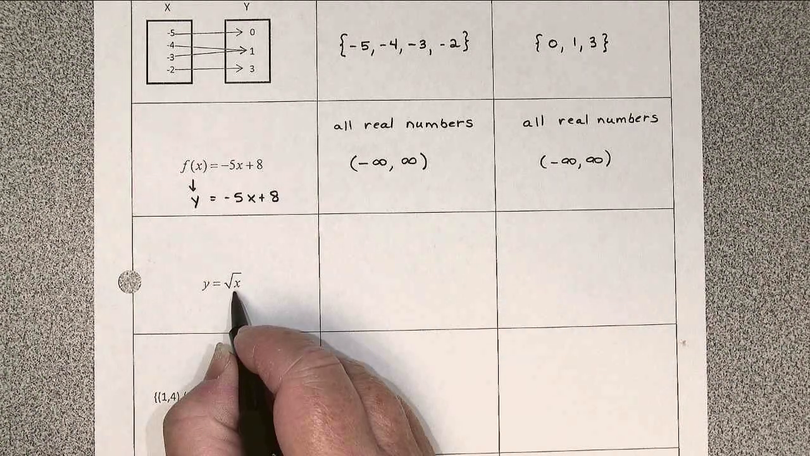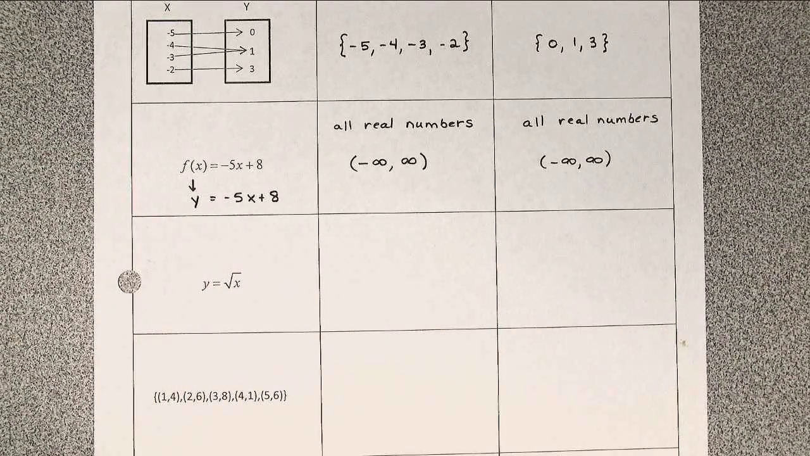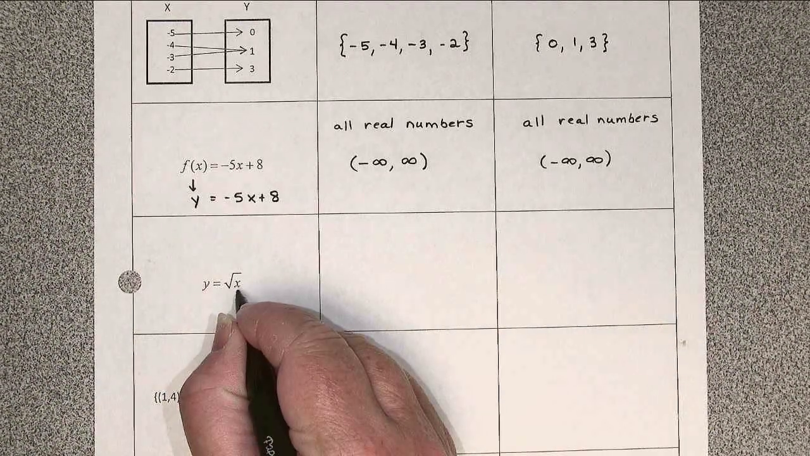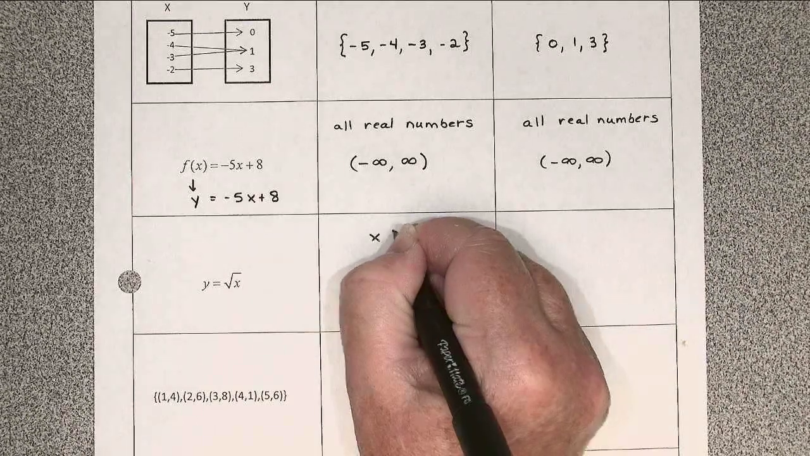Well, in this case, since I'm trying to take the square root, x has to be a positive number to start with. I can't take the square root of a negative number, at least not without getting an imaginary number as an answer, and we're going to assume that for right now, we're just working with real numbers. So as far as my domain, I'm going to have to think x greater than 0.